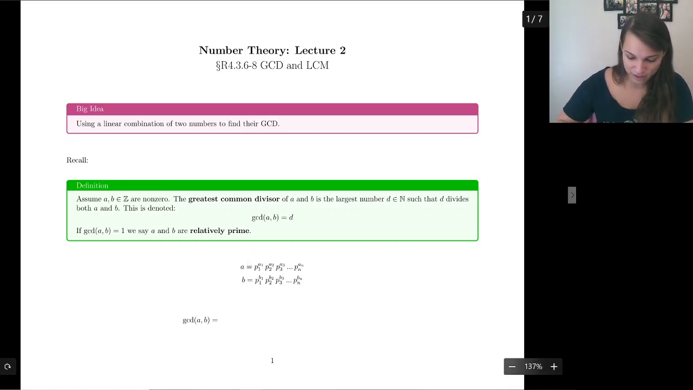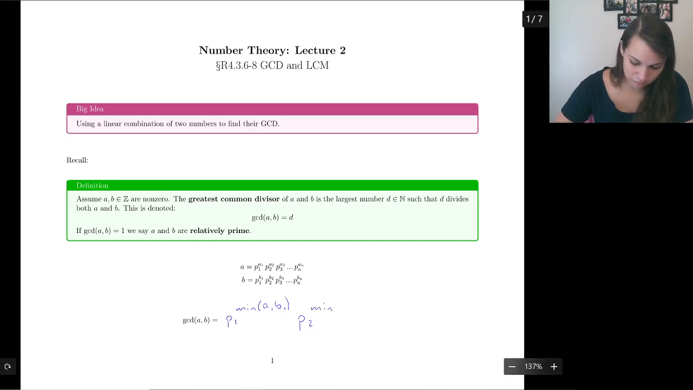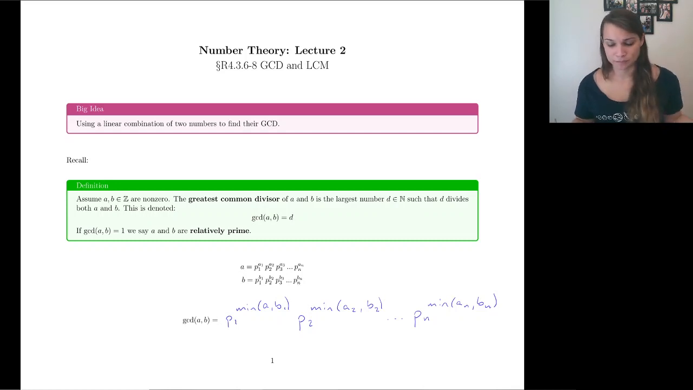So using this to our advantage, we're going to say that the GCD can then be written as P1, and then you pick the minimum power between A1 and B1. Then you multiply that by the prime number 2, and you pick the minimum between A2 and B2. And you do that going all the way down to the last prime. Okay, so that's a slightly new way to think about GCD. I look at that and I'm just like, okay, so we picked the minimums.